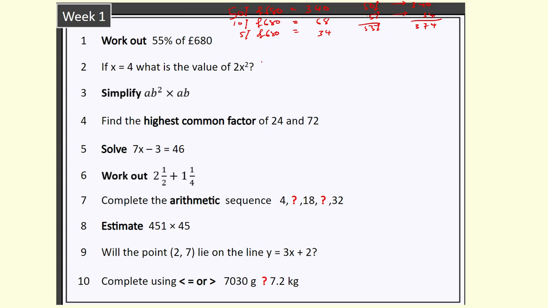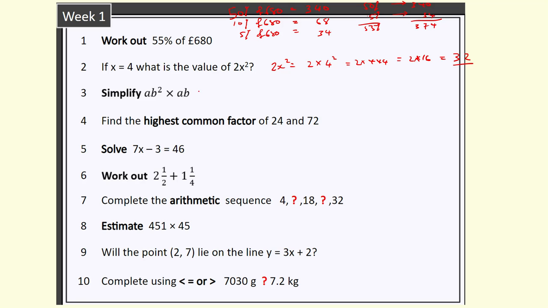X equals 4. What's the value of 2x squared? That means 2x squared is going to be equal to 2 times 4 squared. 4 squared is 4 times 4. So it's 2 times 16, which is equal to 32.